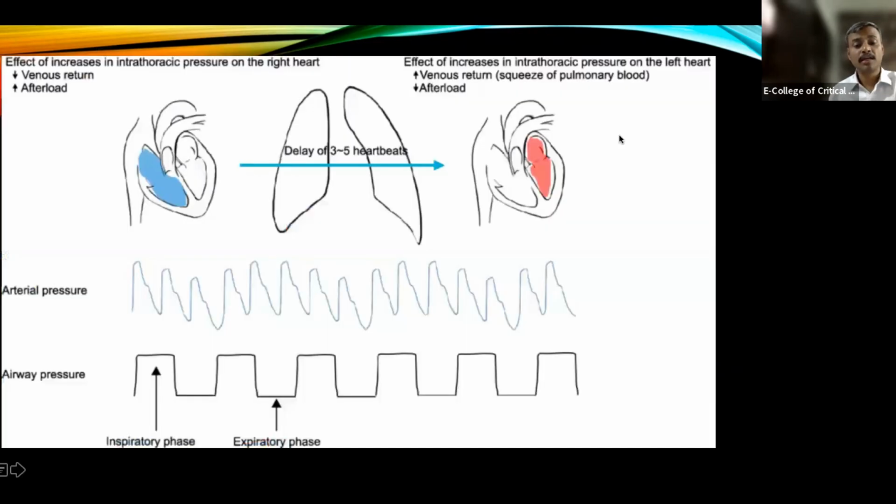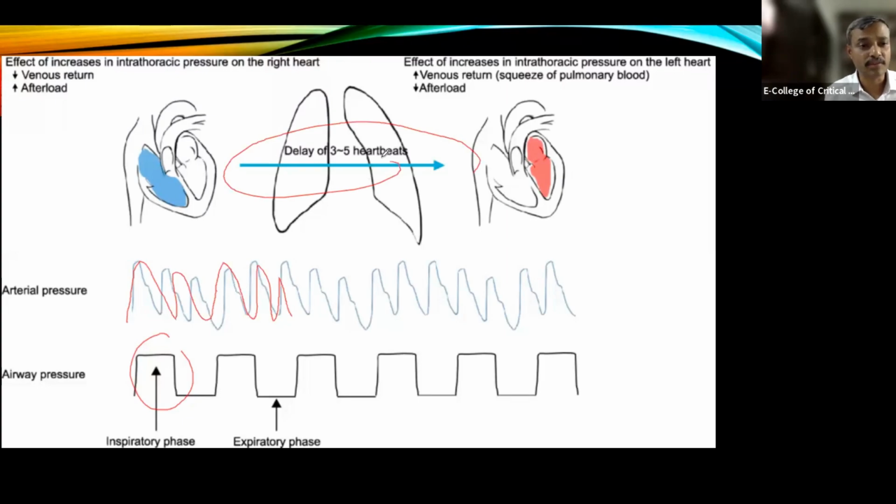This is again the same explanation. In positive pressure, what is happening? Artery pressure is increasing, and during expiration artery pressure is decreasing. This is creating a classical phasic variation. This is called preload responsiveness. Pressure increases and reduces during expiration, delayed by 3 to 5 beats or 3 to 5 seconds because of the transit time.